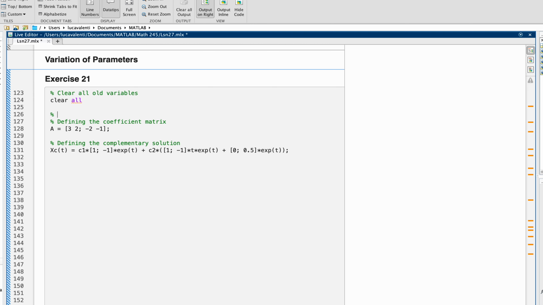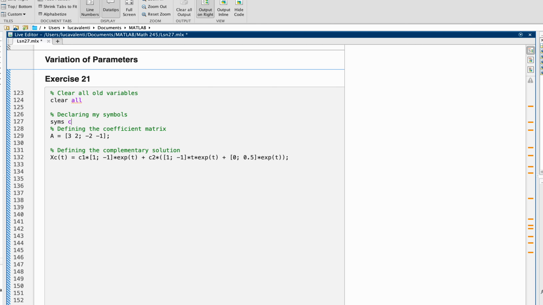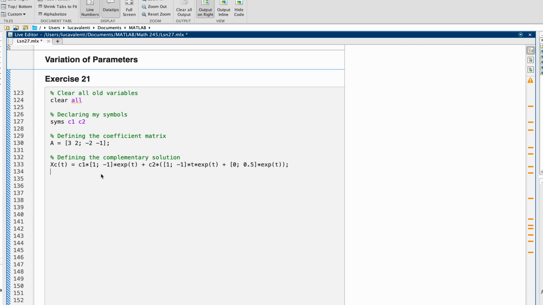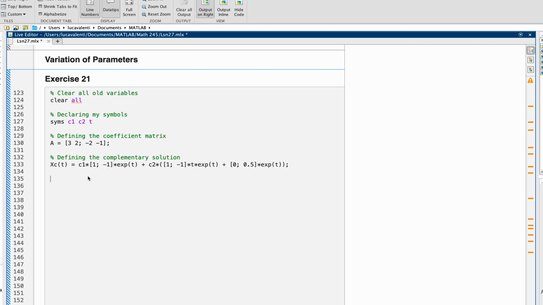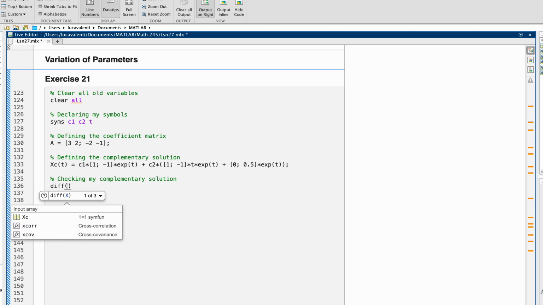Now I want to declare my symbols, so that's going to be C1 and C2 here, and also T. Okay, so now that we have this, I'm going to check my complementary solution. So to do that, I'm just going to take the derivative of it, and I'm going to set it equal.